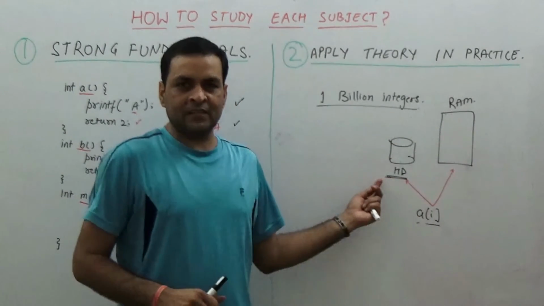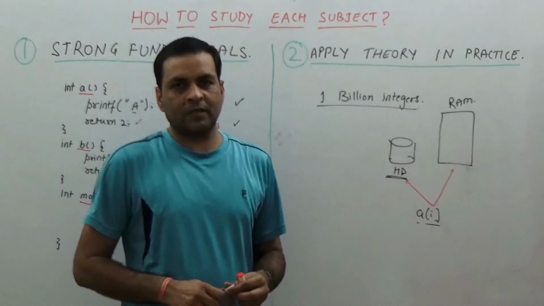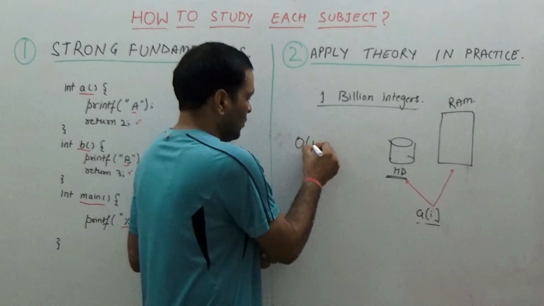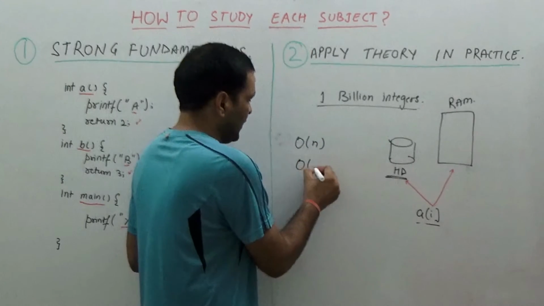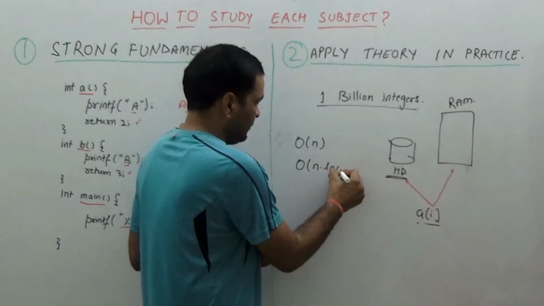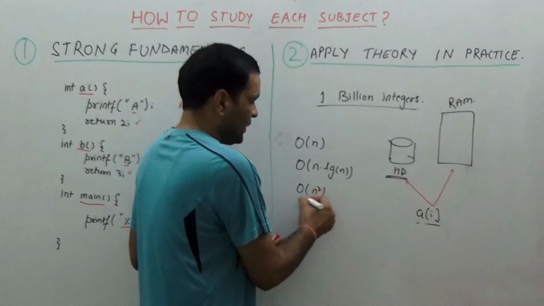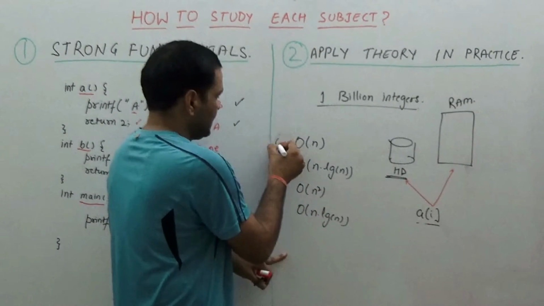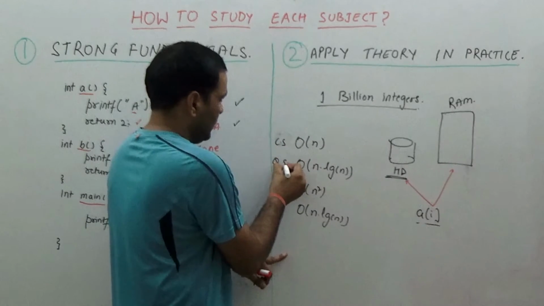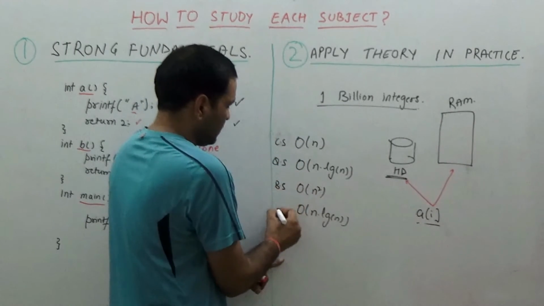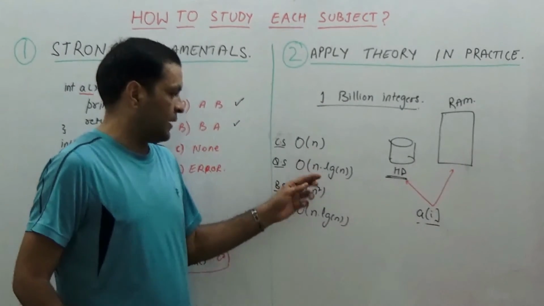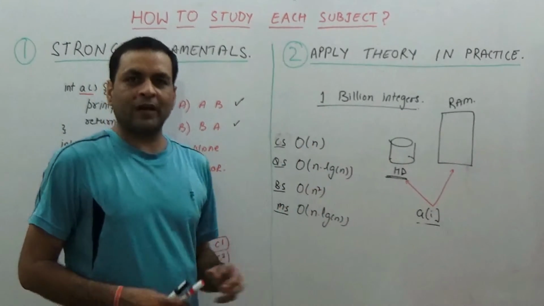So our challenge here is not to reduce the asymptotic time taken by the function. Asymptotic time means counting sort takes on the order of n time, quick sort takes on the order of n log n time, bubble sort takes on the order of n square time. Merge sort also takes on the order of n log n time. This is counting sort, quick sort, bubble sort, merge sort. So our challenge is not to reduce this time from n square to n or to n log n.